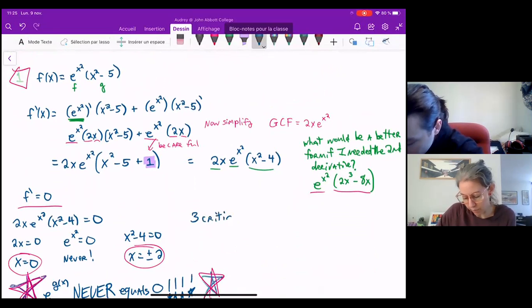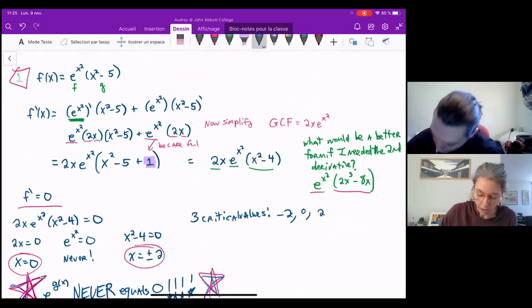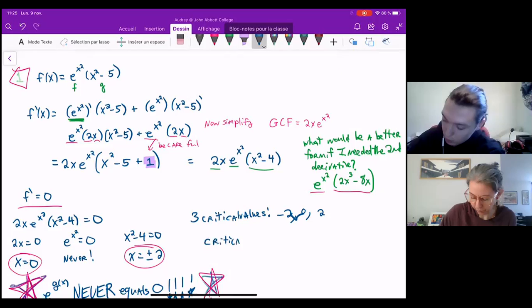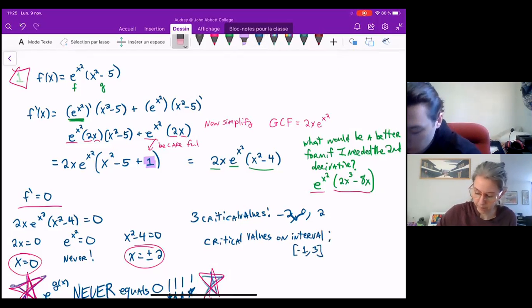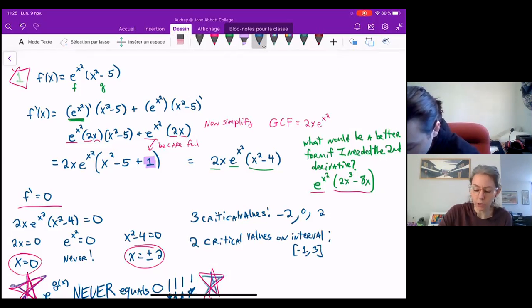So I have 3 critical values, which are -2, 0, 2, and I need the critical values on the interval, which is -1 to 3. -2 isn't involved, so I've only got 2 on the interval. That -2 is not important. So I'm only looking here at 0 and 2.